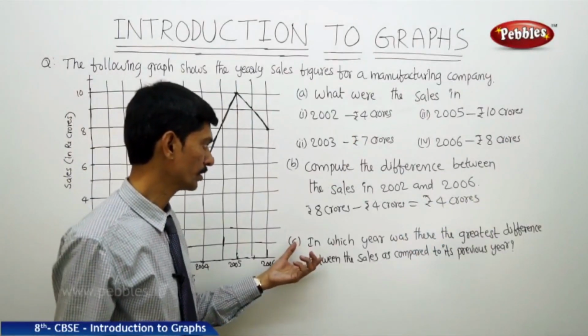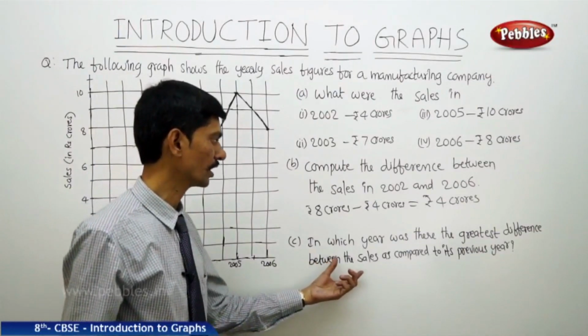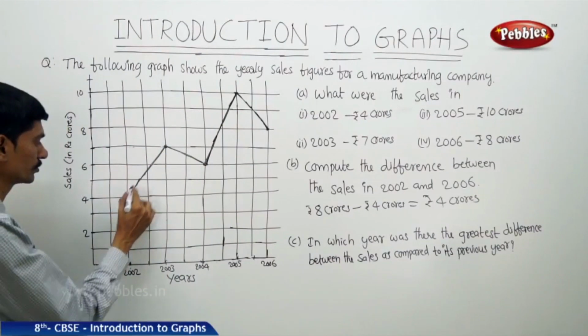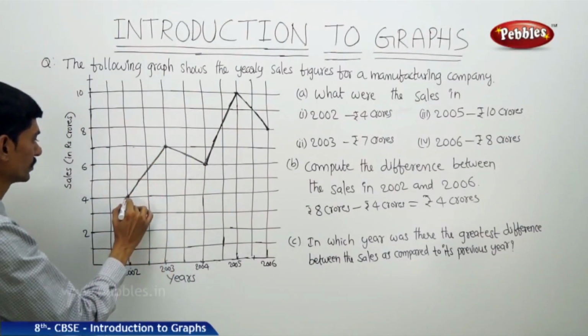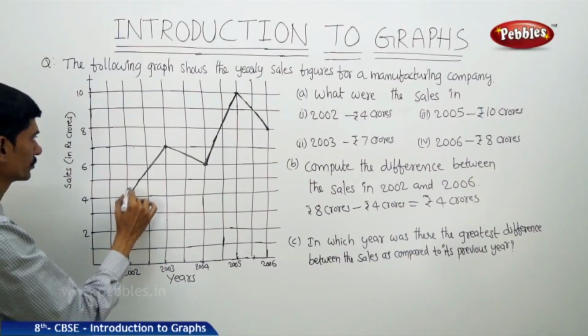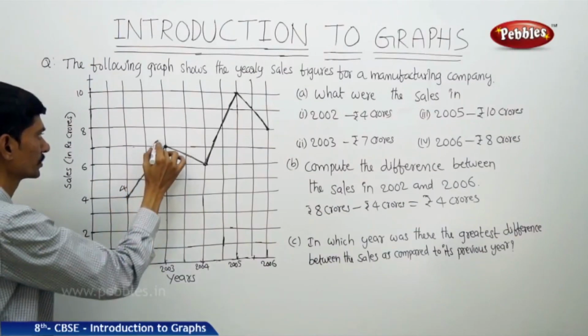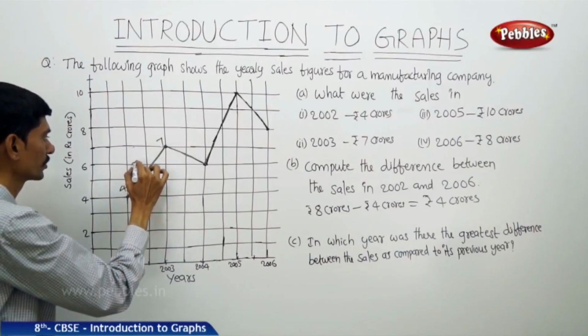Now the next question, in which year was there the greatest difference between the sales as compared to its previous year? So when you compare 2002 to 2003, the sales were 4 crores in 2002 and 7 crores in 2003. So 4 here and 7. Then the difference is 7 minus 4 is 3 crores.